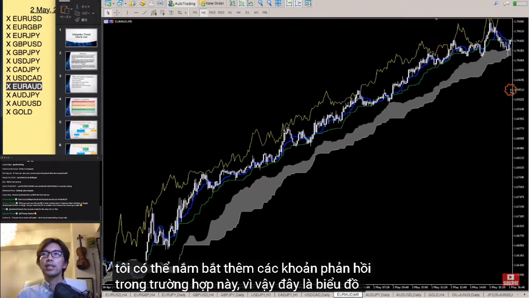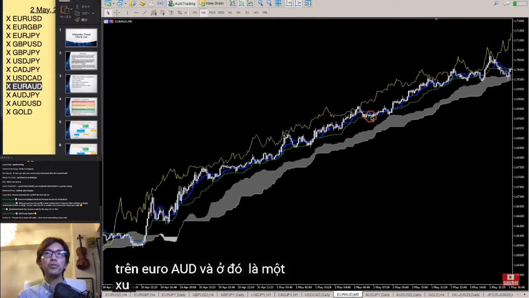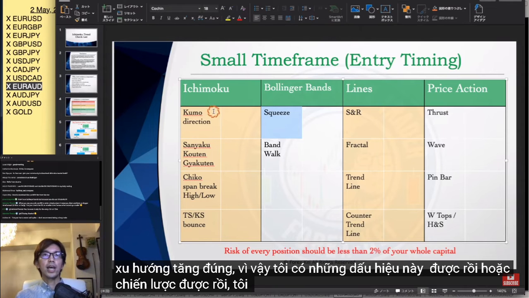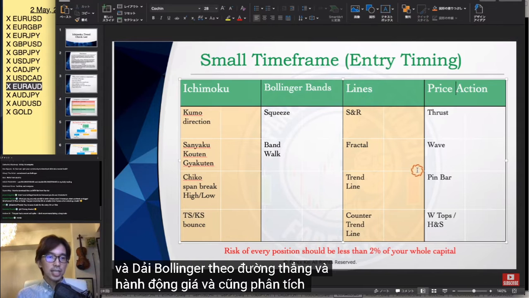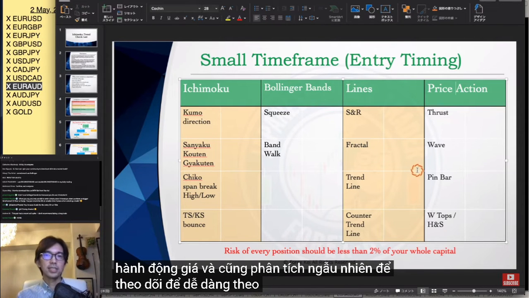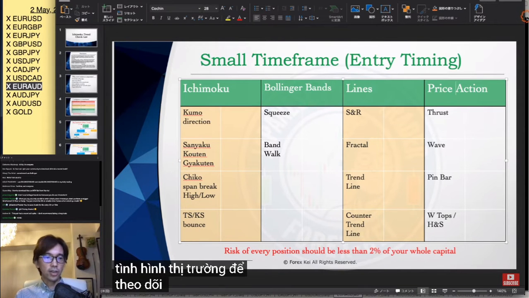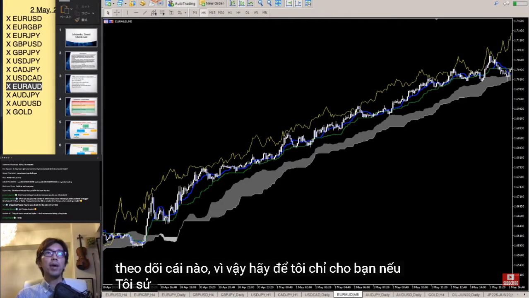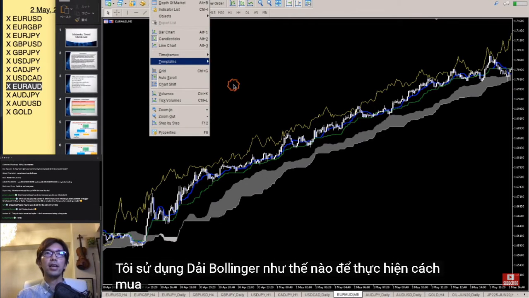So here is the 5-minute chart on EUR/AUD, and there was an uptrend. I take these signals or strategies: Ichimoku, Bollinger Bands, lines, price action, and also stochastics to execute trades. It depends on the market situation which one to take trades with. So let me show you, if I take Bollinger Bands, how I take buys.